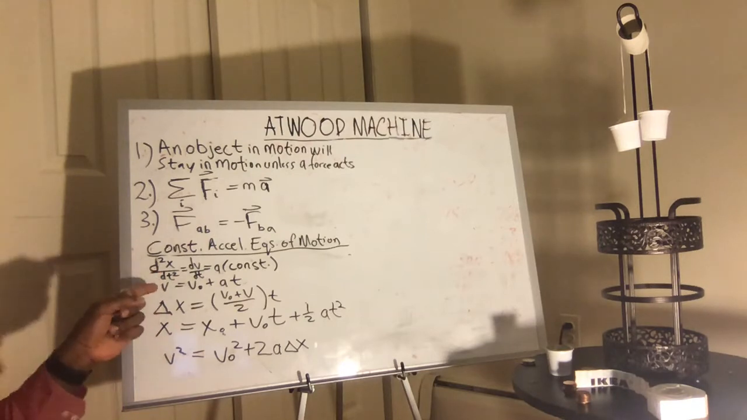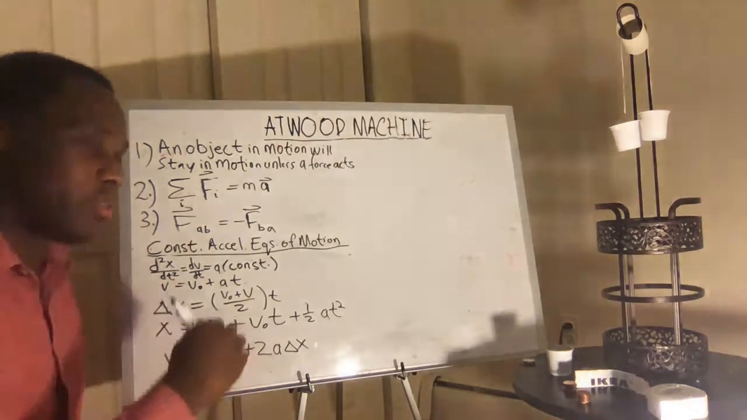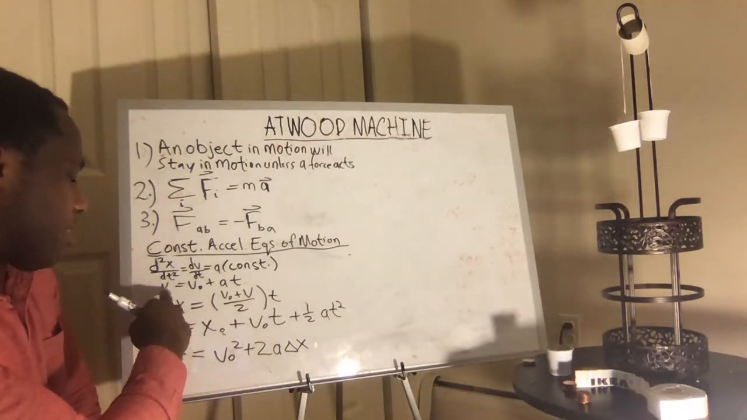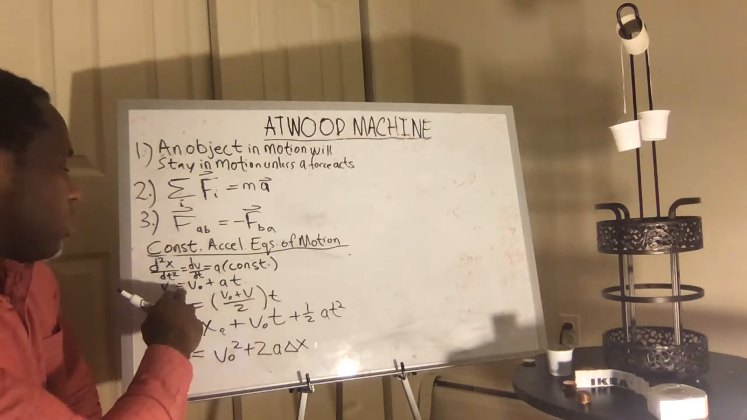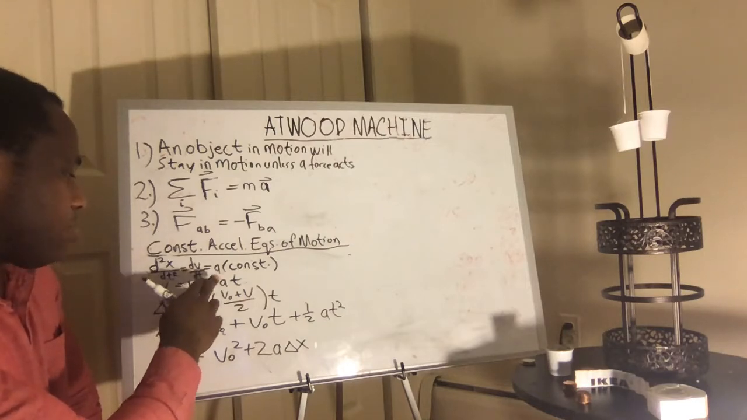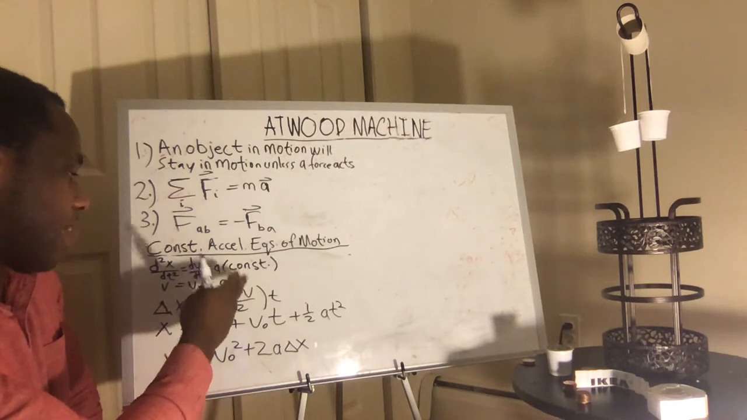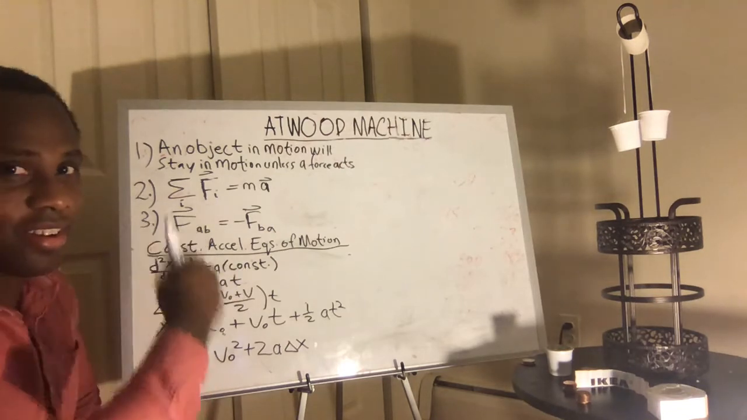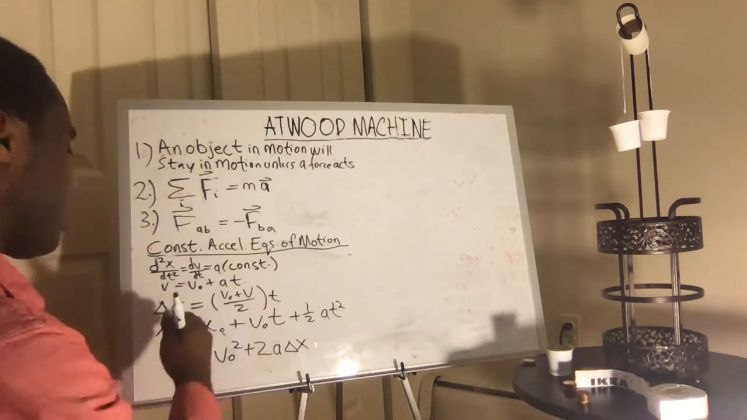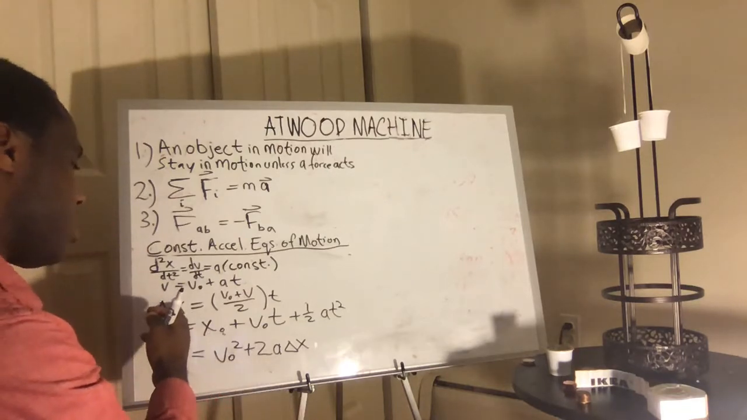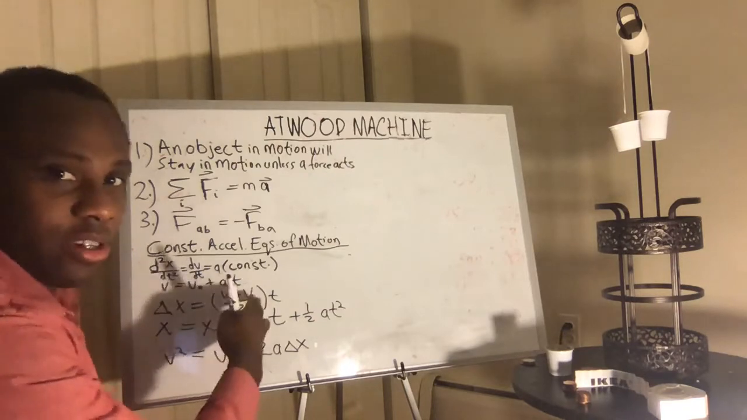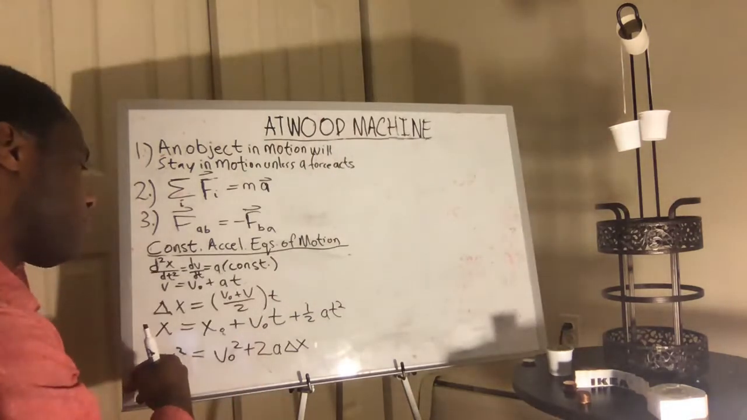So we also have another constant acceleration equation of motion. The final velocity equals the initial velocity plus acceleration times time. So the velocity is linear in acceleration, as we would expect in a constant acceleration situation. We also have the change in position is equal to the average velocity times the time.